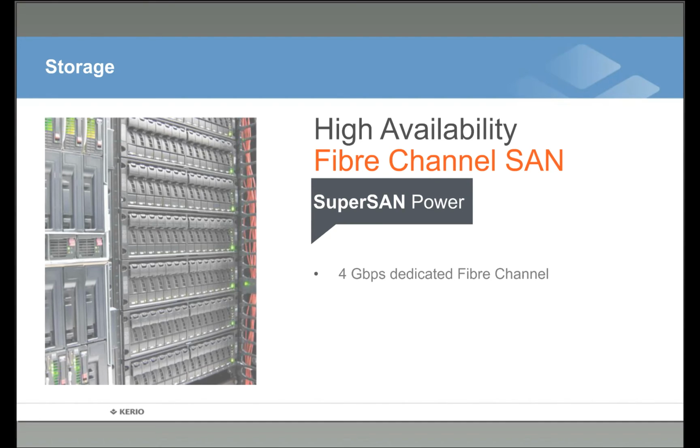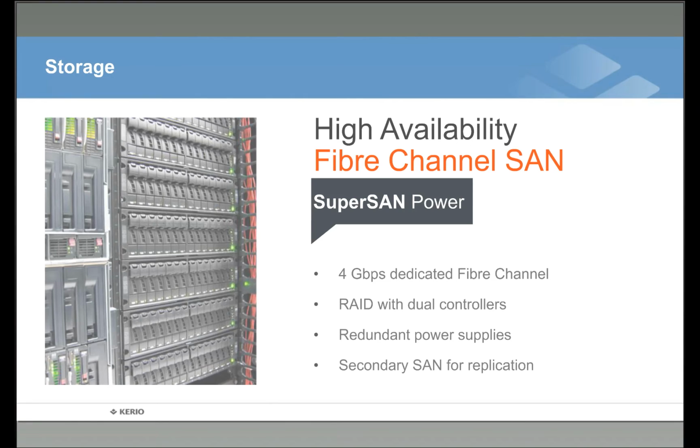We do have a 4 gigabit dedicated fiber channel, which is direct connect to the blades, giving us high throughput and bandwidth. We run RAID DP on all of the NetApp SANs, which is extremely high level RAID. We do obviously have redundant power supplies. The entire SAN infrastructure is N+1 redundant. And then again, as I said, a secondary SAN for replication in case of a failure of the primary SAN.